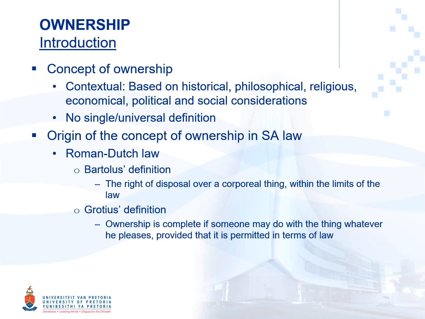So both Bartolus' and Grotius' definitions really tell us, or acknowledge, two things about ownership. The first one is that ownership is the most extensive real relationship a legal subject can have over a legal object, a thing, based on the part that states that an owner can do with the property anything he or she pleases. In other words, in Bartolus' definition, we see this through the right of disposal over a corporeal thing, and in Grotius' definition, we see this in ownership being complete if someone may do with the thing whatever he pleases.